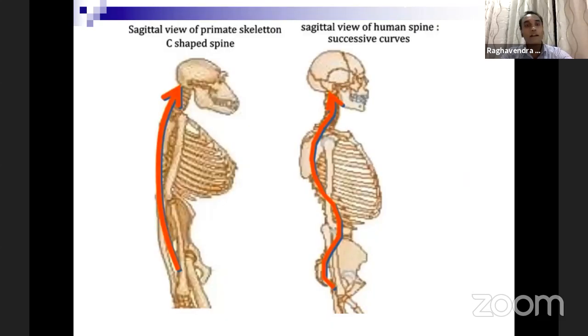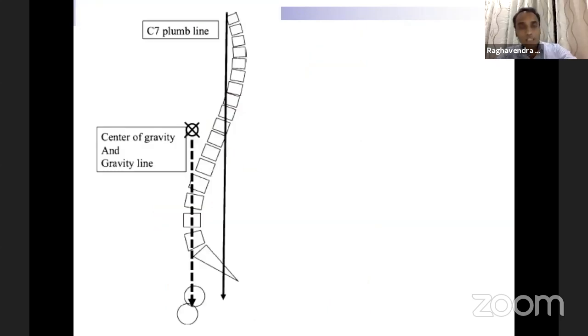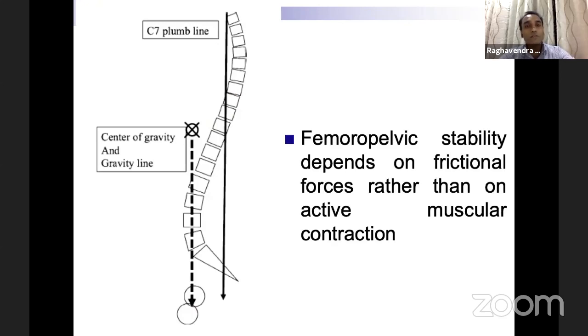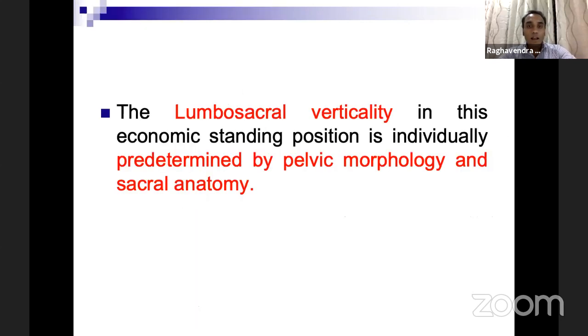And also there are these characteristic curves in the sagittal plane of the human spine compared to that of the primate spine. So this is a concept that we very well know, that the center of gravity falls within 3 centimeters of the bicoxofemoral axis, and this is the most ergonomic situation. There is very little work involved of the hip muscles, and it is a very stable situation. And the stability depends on ligaments rather than on active muscle contraction. So this verticality is actually determined by pelvic morphology and sacral anatomy.